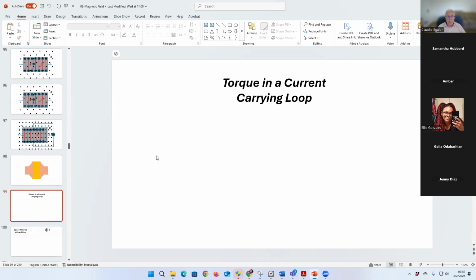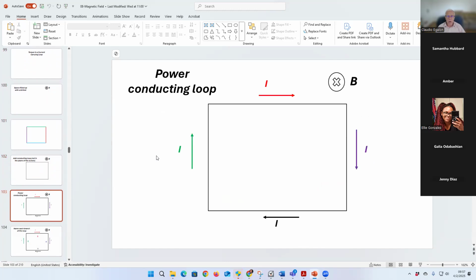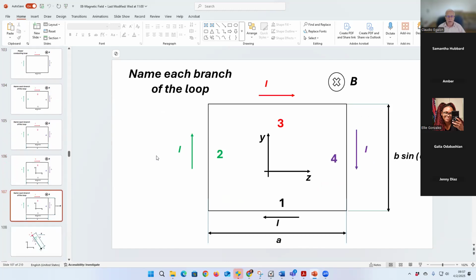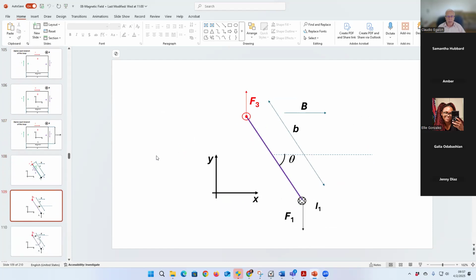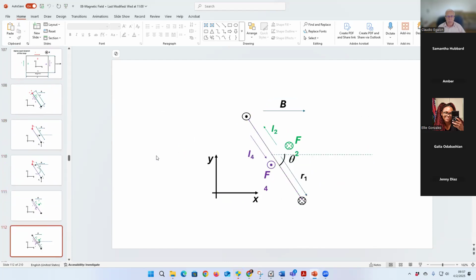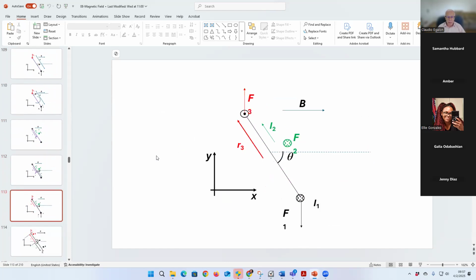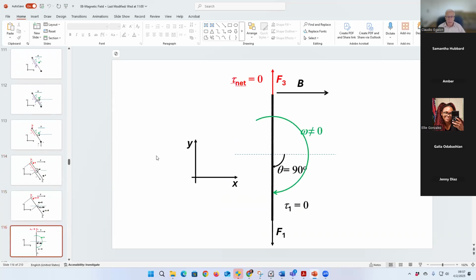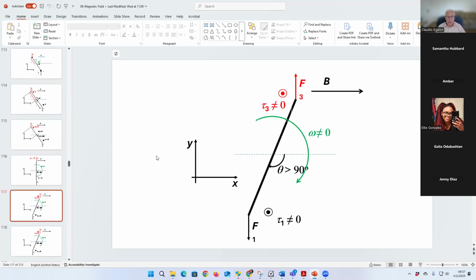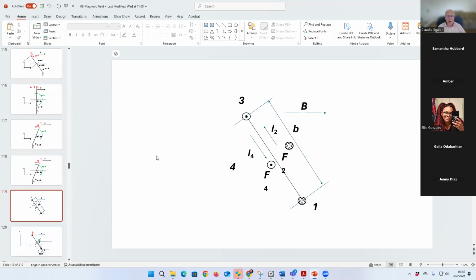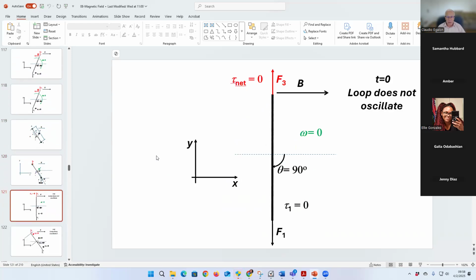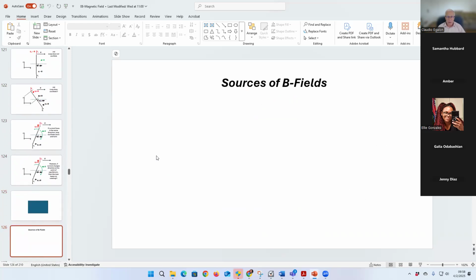Okay, talking about a current carrying loop that we covered last time. Here's the loop. I'm differentiating several different arms of the loop, and depending on the orientation of the loop, it is going to oscillate with the magnetic field. And if we manage to invert the current at every half of a turn, we make the loop rotate in a single direction. Sources of B field, that's where we want to start talking about.